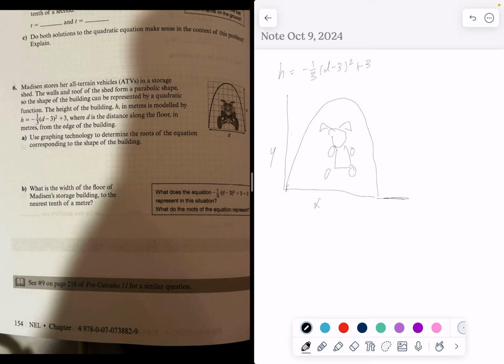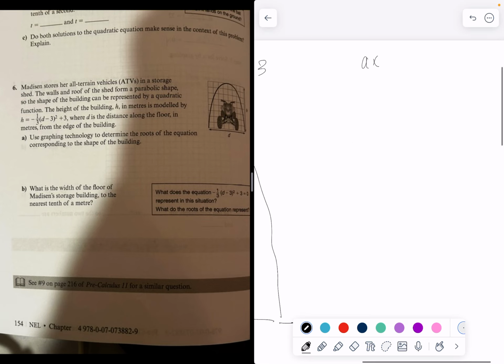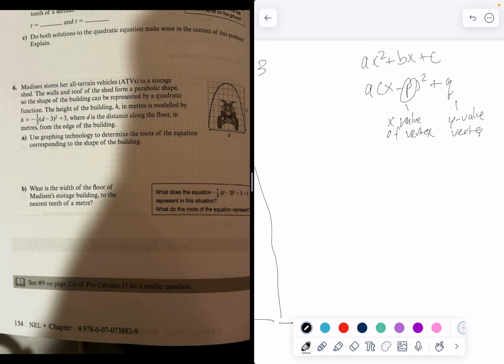Alright, so today I am going to teach you how to do word problems. All you have to know is this: ax squared plus bx plus c. That is a quadratic function, and you can always turn that into vertex form, which is a times (x minus p) squared plus q, with p being the x value of the vertex and q being the y value of the vertex. Now, I'm going to assume you already know that because you should.